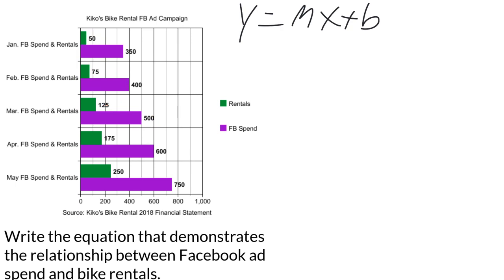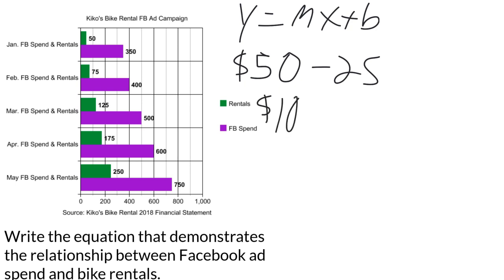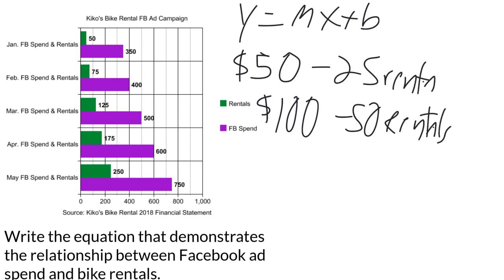So what that is beginning to show us is a relationship: if he increases his Facebook spend by $50, he will get 25 more rentals. If he increases it by $100, he will get 50 more rentals. And so what we can surmise from that is that for every $50, there is going to be an increase of 25 rentals. I'm just highlighting that here. So that's the constant. That's the one thing this relationship is showing, right?